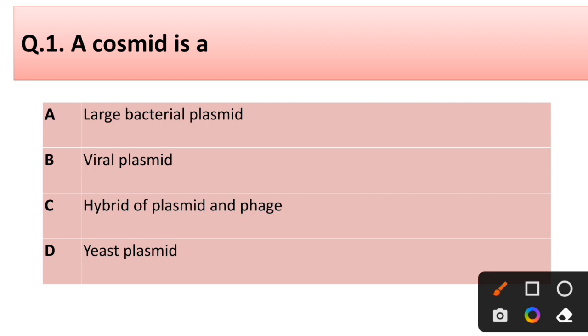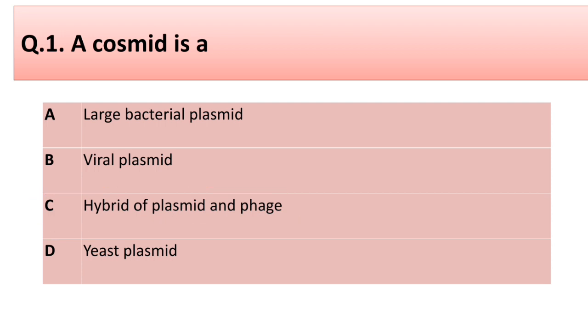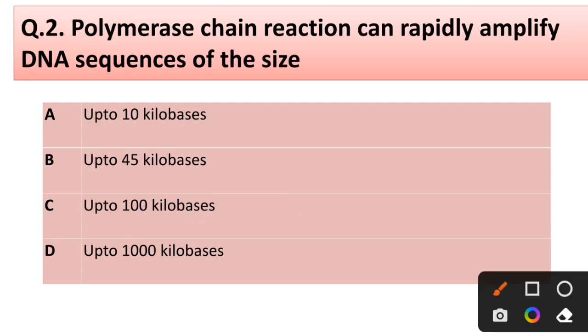Question number 1. A cosmid is a large bacterial plasmid, viral plasmid, hybrid of plasmid and phage, or yeast plasmid. Correct answer is option C, hybrid of plasmid and phage. Question number 2. Polymerase chain reaction can rapidly amplify DNA sequence of the size up to 10 kilobases, up to 45 kilobases, up to 100 kilobases, up to 1000 kilobases. Correct answer is option A, up to 10 kilobases.